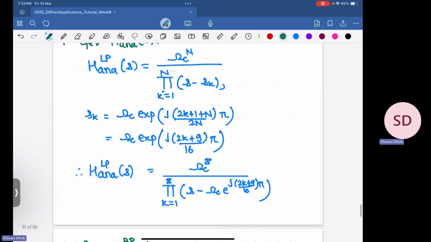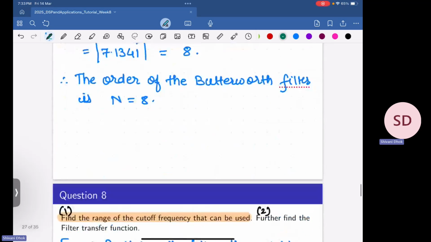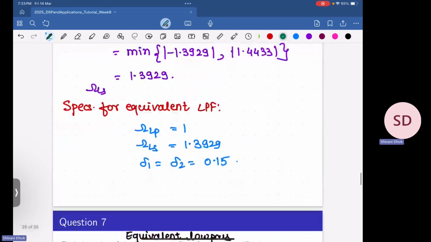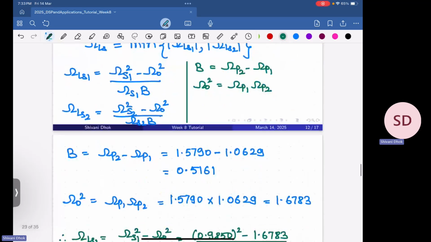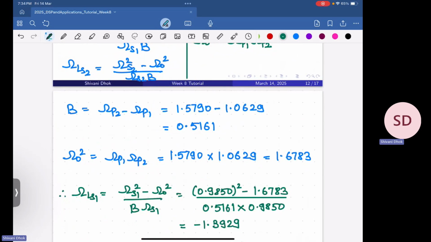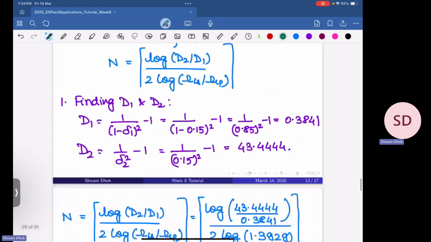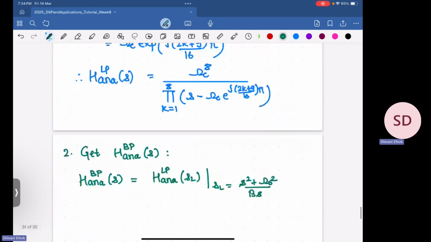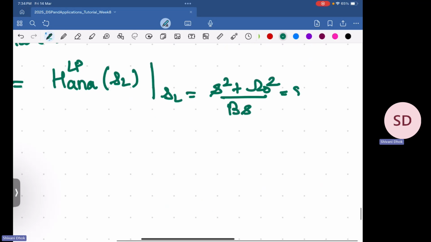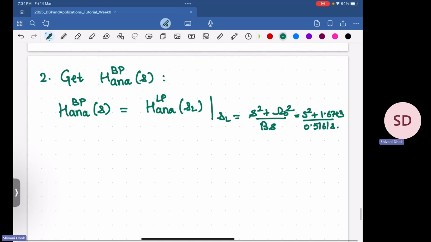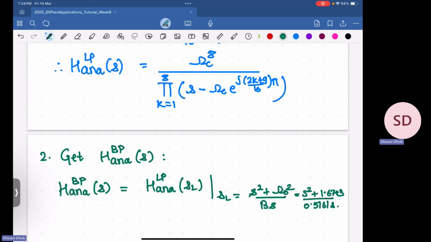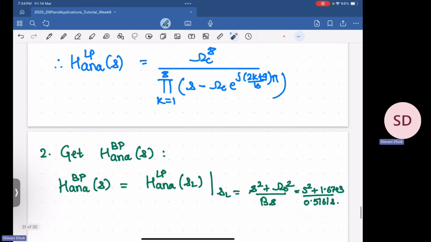So here omega naught square, we had found its value. This omega naught square is 1.6783 and B is 0.5161. So let us substitute that also, which is equal to S square plus 1.6783 divided by 0.5161 S. Okay, so let us replace this SL here by this value. So what do we get?